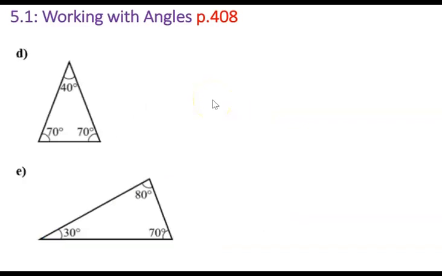For D, we see we have two angles and therefore two sides that are the same. I can never spell this word right. This is your isosceles triangle. And the bottom one has those three different angles. That means this one is scalene.